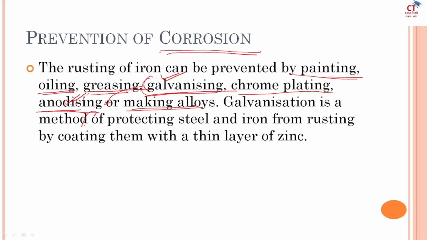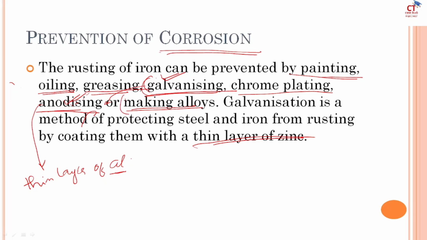Galvanizing is protecting steel and iron from rusting by coating them with a thin layer of zinc. Similarly, in anodizing we again prevent rusting, and here we coat with a thin layer of aluminium. So in galvanizing we use zinc, and in anodizing we use aluminium.